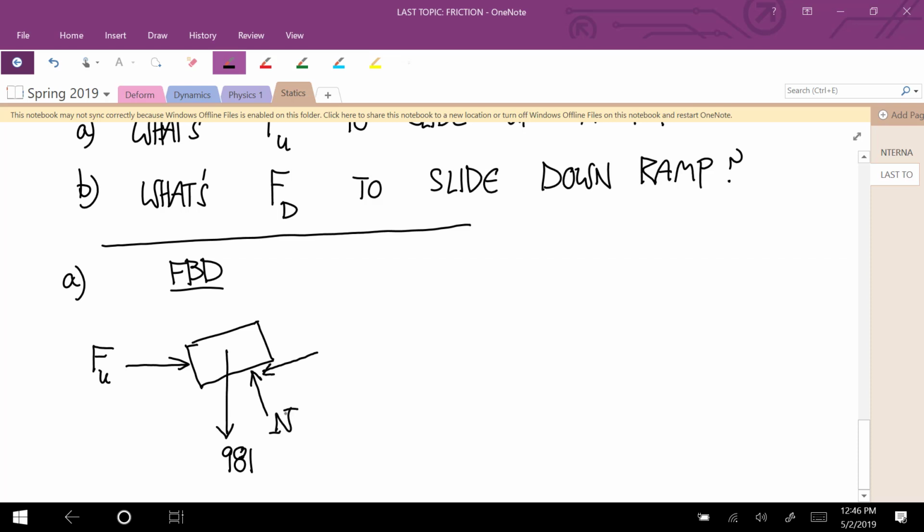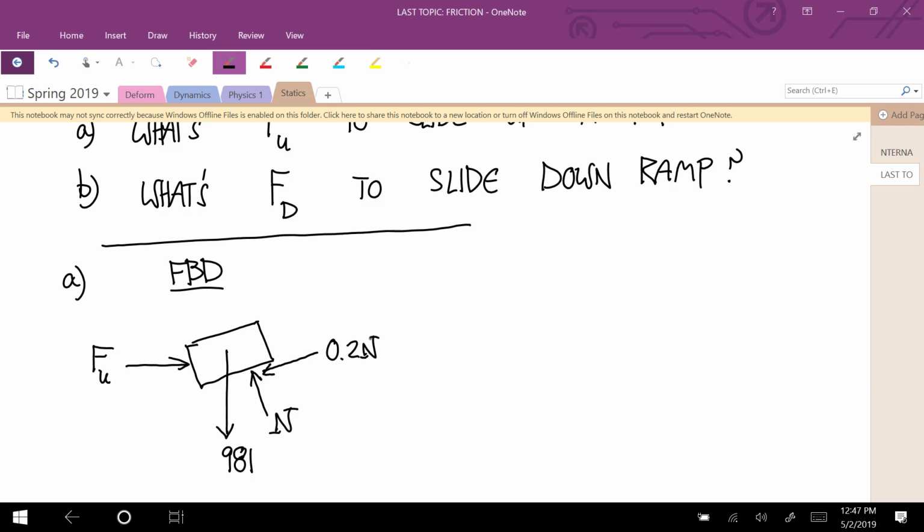And if we're trying to find the exact value at the boundary where it's just about to start moving, we're going to assume there's no acceleration, but the friction force is as big as it can be, and that means that the magnitude of this friction force is 0.2 N. Okay.